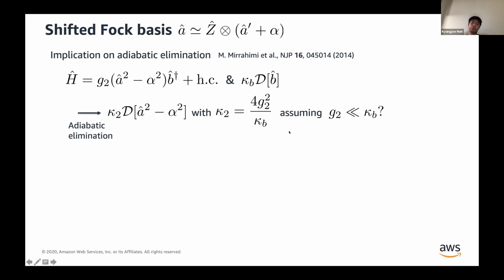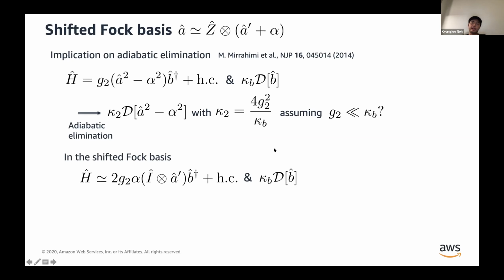And what's really important here is that for this adiabatic elimination to be valid, the B mode stays in its ground state manifold, and therefore the decay rate kappa b has to be much larger than G2. But then because we are thinking of some large cat qubits of photon number 6 or 8 or even 10, it's quite important to also take into account the possible bosonic enhancement factor. And that bosonic enhancement factor really naturally manifests in the shifted Fock basis representation.